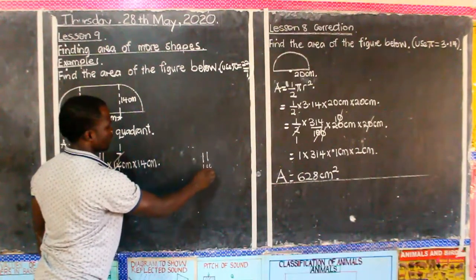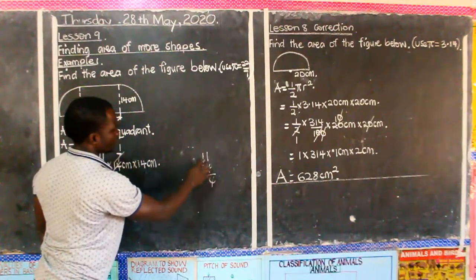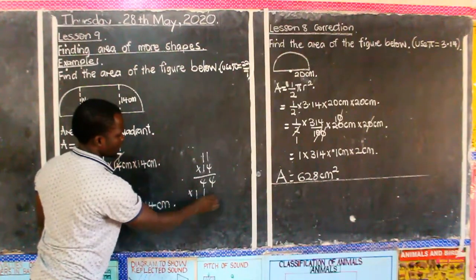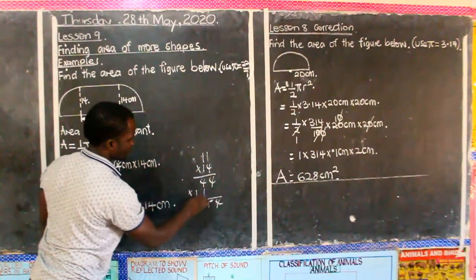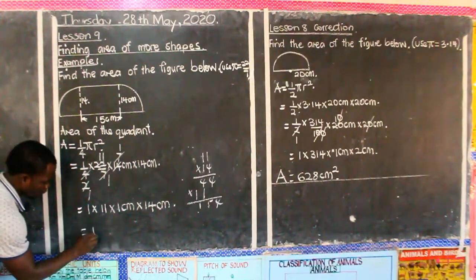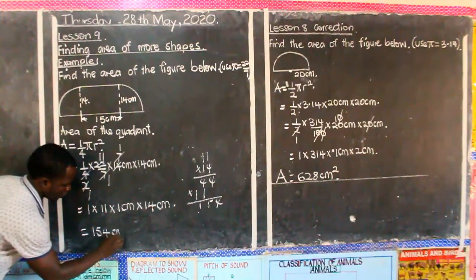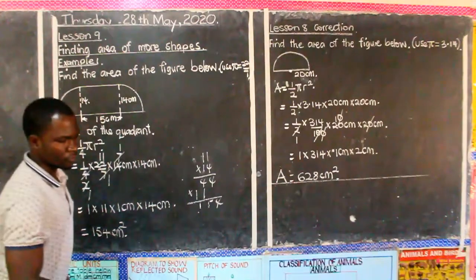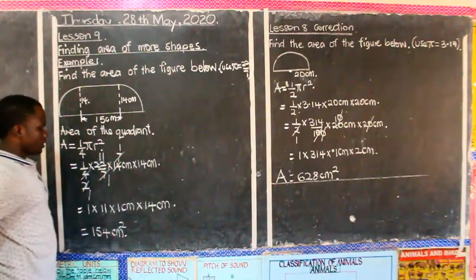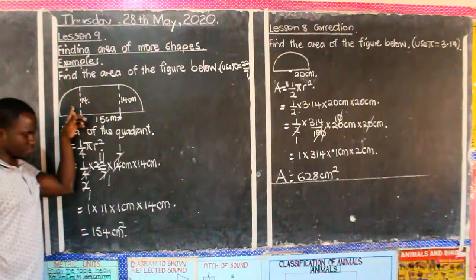11 times 14. What do we have here? 4 times 1 is 4. 4 times 1 is 4. 1 times 1 is 1. 1 times 1 is 1. What do we get here? 4, 5, 1. Okay? So the area of one quadrant is 154 square centimeters. That is the area of one quadrant, or the area of this quadrant.